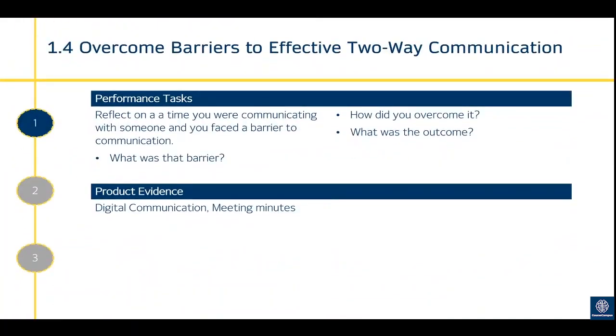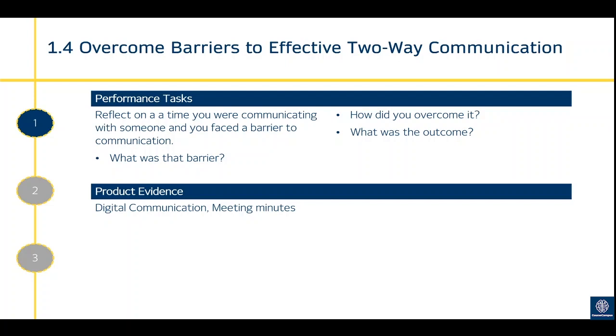1.4, overcome barriers to effective two-way communication. This criteria is all about overcoming difficulties or setbacks when it comes to communication. This could include whoever you're communicating with not fully understanding the intention of what you were trying to communicate, not fully grasping what it was, not understanding the information, missing or losing the information. Could also include technical issues if the communication has been done over a digital means, maybe there's issues with the software, the internet connection or the equipment.